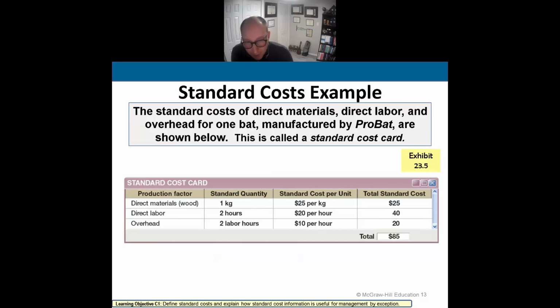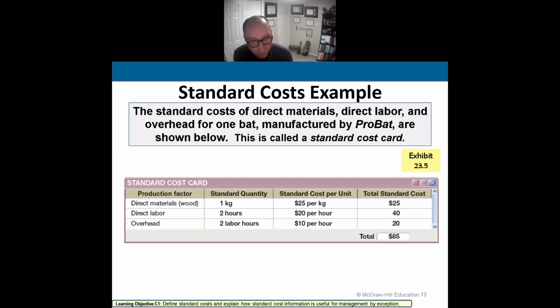It normally takes employees 2 hours. They get paid $20 per hour. My normal direct labor is $40. The overhead normally takes 2 hours, and it's based off of labor. My overhead rate is $10 per hour, giving me an overhead per unit of $20.